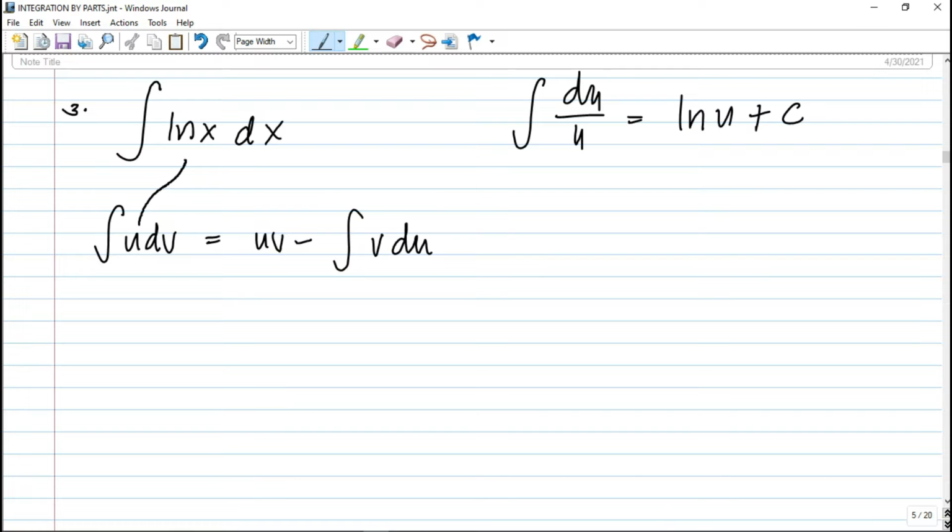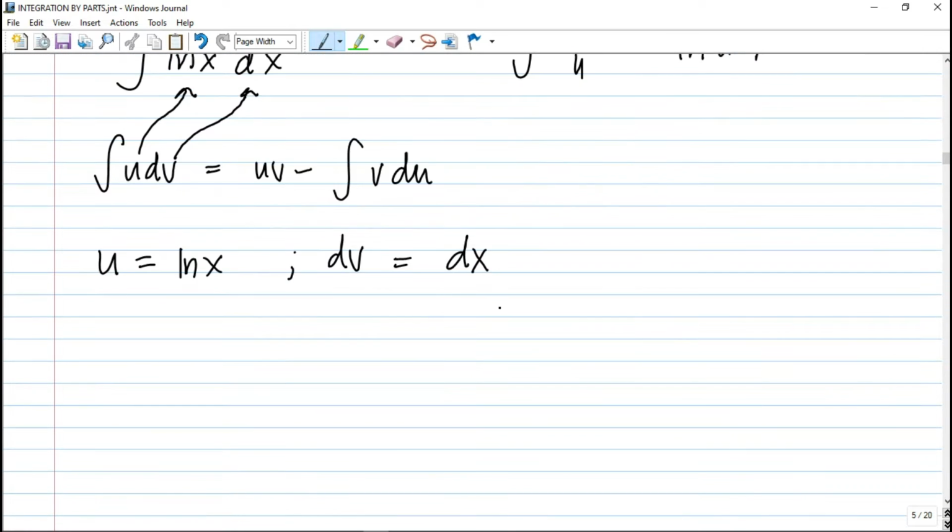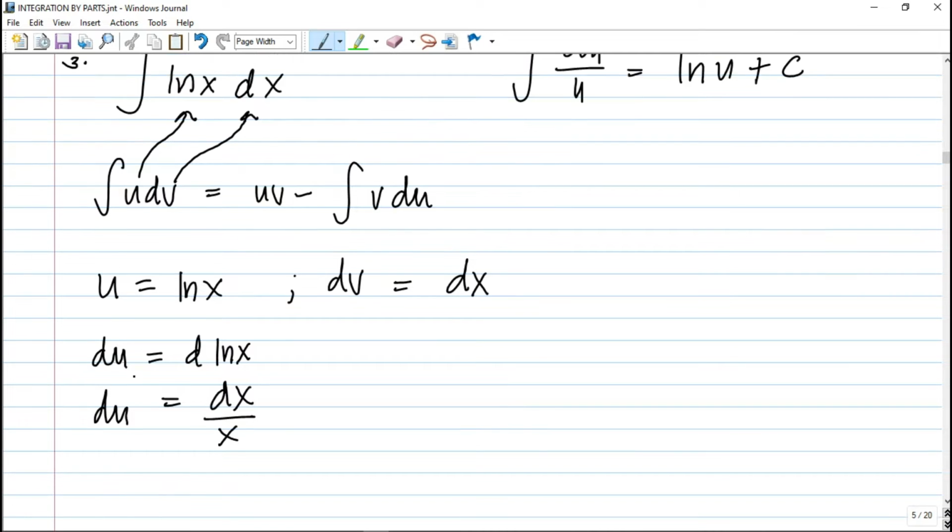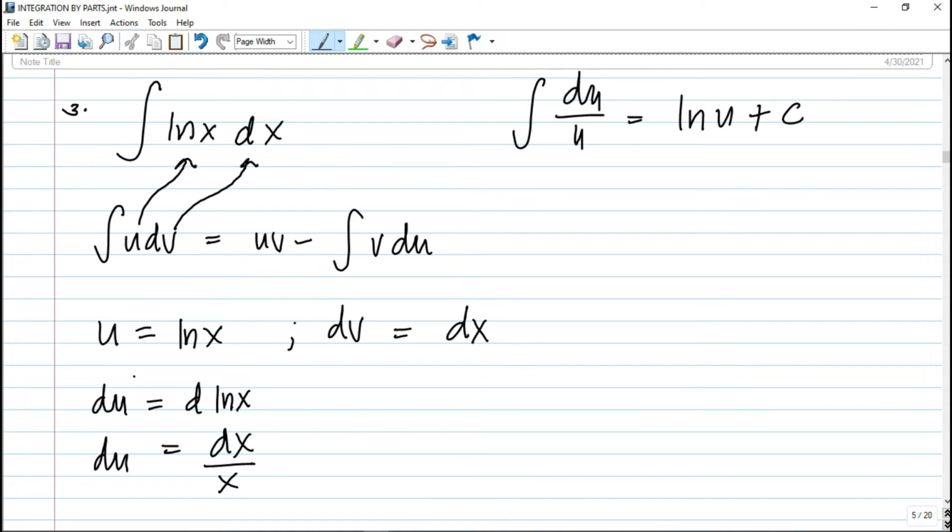Let u be ln x, then dv is dx. So u equals ln x, and the derivative of v is dx. Let's get du and v. From this substitution, the derivative of u, the derivative of ln x, is the derivative of x over x. That's our formula for the derivative of a natural logarithm, recalling our previous discussion in my previous videos.